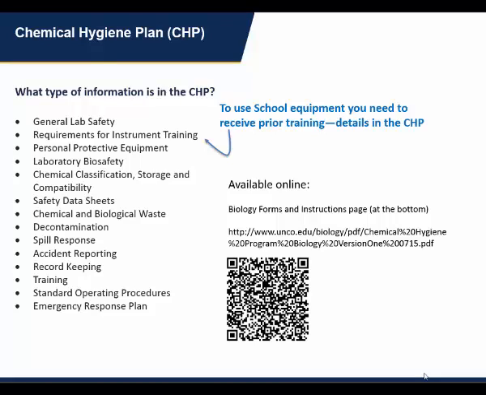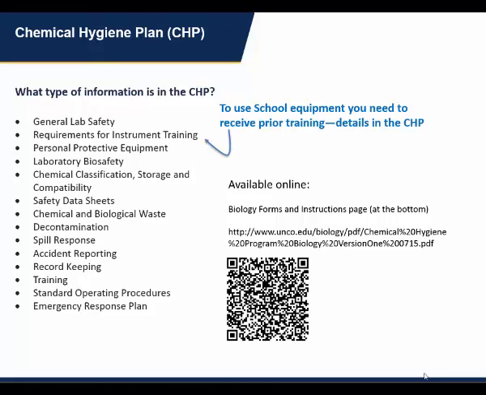So what kind of information is in the chemical hygiene plan? Well, general safety information. There's a lot of information about how to be safe within the lab environment. There's also information about personal protective equipment, or PPE, laboratory biosafety, safety data sheets, what happens if you spill something, what happens if there's an accident within the environment. So take a look through the chemical hygiene plan.